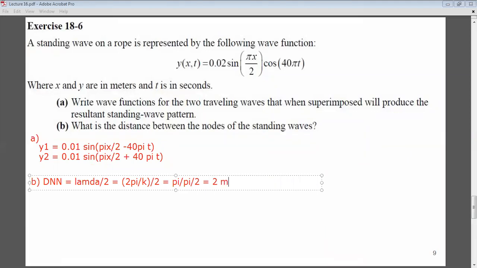Here they can also ask me to find the distance between a node and an antinode. So I would say it is lambda over 4. Find the distance between the first node and the third antinode. So I have to calculate this distance by saying, okay, first I go from one node to the second node, then to the third node, then to the antinode. So it will be like 2 nodes plus a quarter of lambda, something like that. Okay, we will solve something like that during the live session.